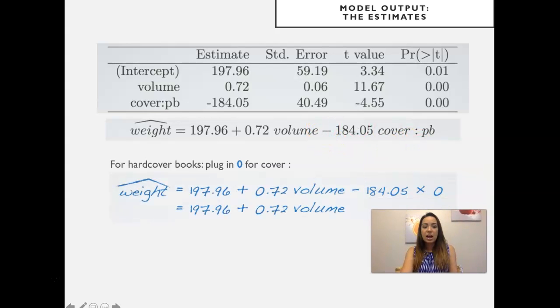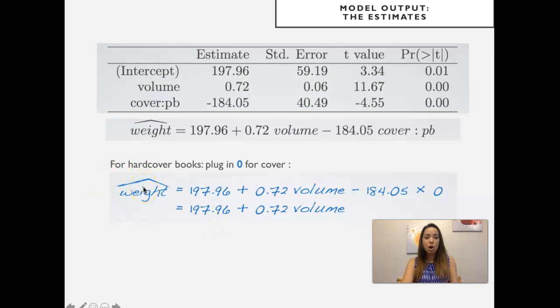Because one of the variables is categorical, we can basically create a different regression equation for when books are paperback and when books are hardcover. It would be a linear equation, a line, when the book is hardcover, because I'm putting 0 here. This term will go away and the regression equation becomes simply 197.96 plus 0.72 volume, right?